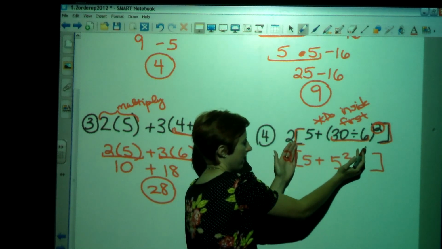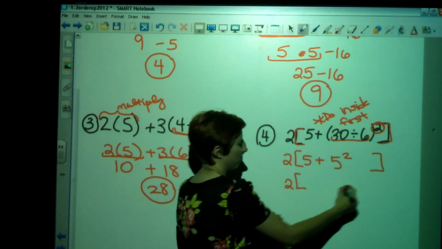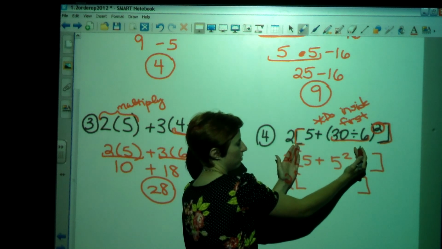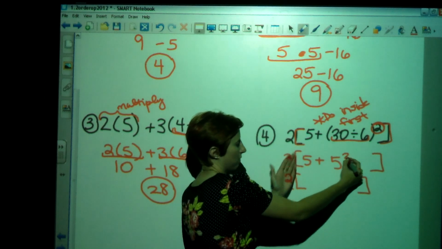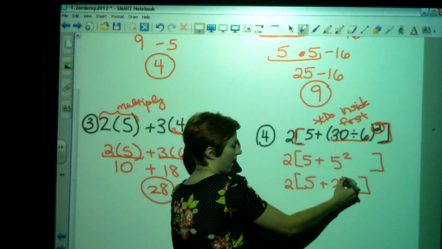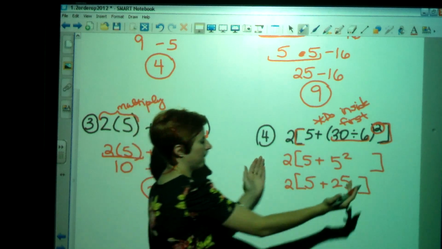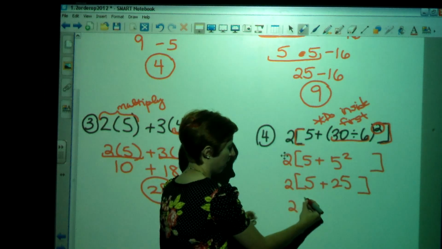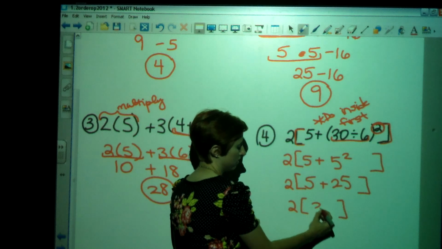Now we still look inside the bracket, and we say, what do I do next? So I'm going to drop down my 2 in my bracket so I don't leave anybody behind. And I say, I used my parentheses, now step 2 exponents. So I have 5 for the exponent of 2, so 5 squared. I'm going to drop down this 5, nothing happens to him, plus 5 squared is 25. Now, still looking inside the bracket, I have one last step, which is addition. So I'm going to drop down my 2 in my bracket again, and do 5 plus 25 is 30.